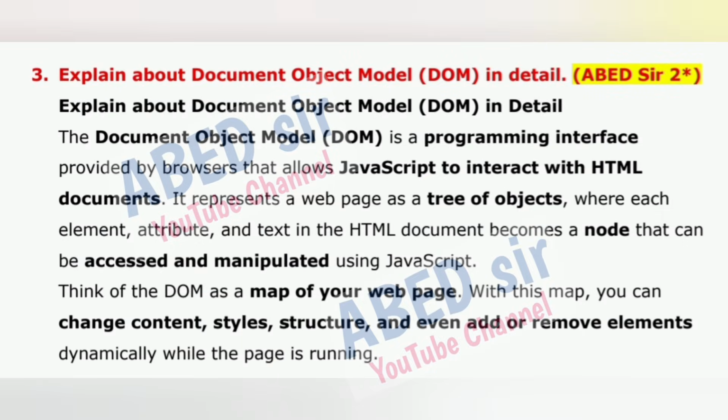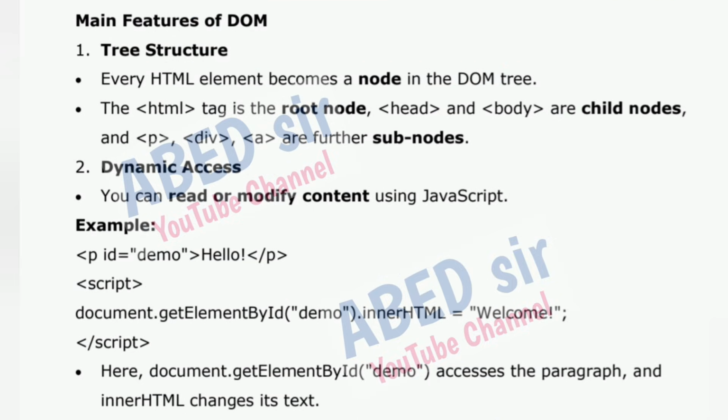Next important long question is 3. Explain about Document Object Model, DOM, in detail. The Document Object Model, DOM, is a programming interface provided by browsers that allows JavaScript to interact with HTML documents. It represents a web page as a tree of objects, where each element, attribute, and text in the HTML document becomes a node that can be accessed and manipulated using JavaScript. Think of the DOM as a map of your web page. With this map, you can change content, styles, structure, and even add or remove elements dynamically while the page is running.